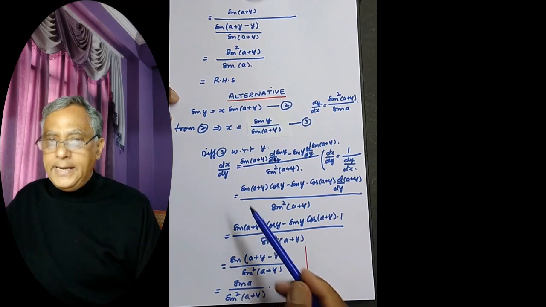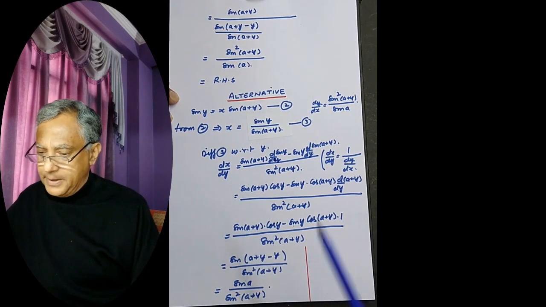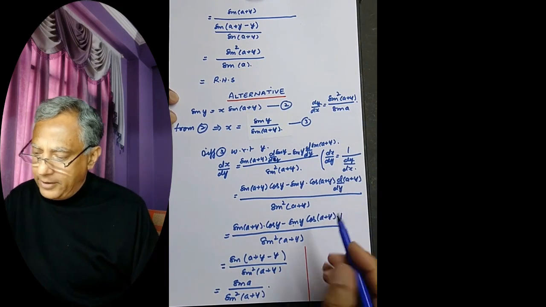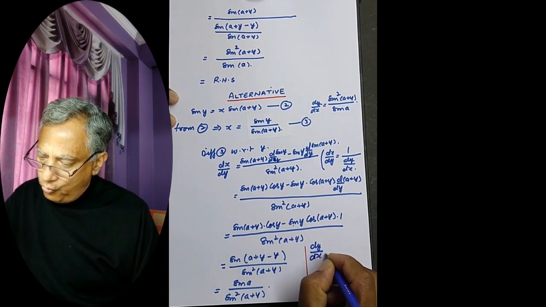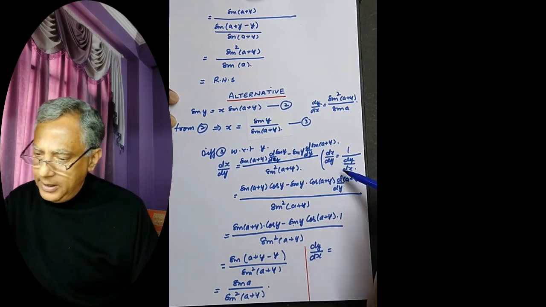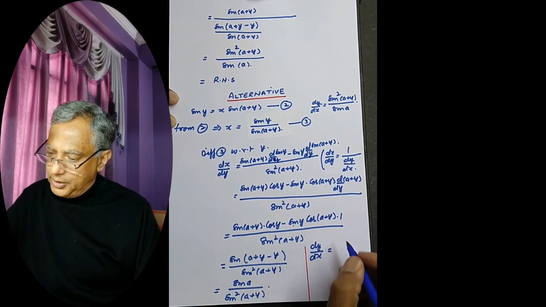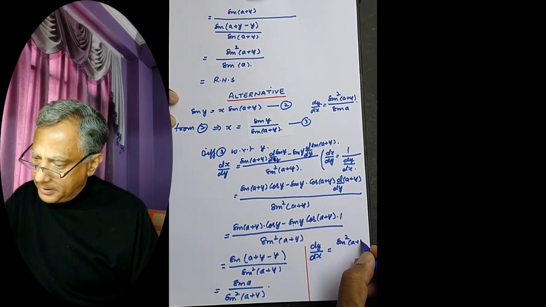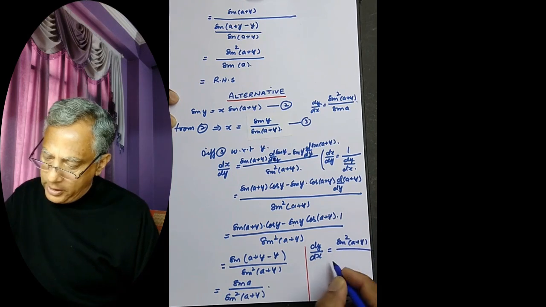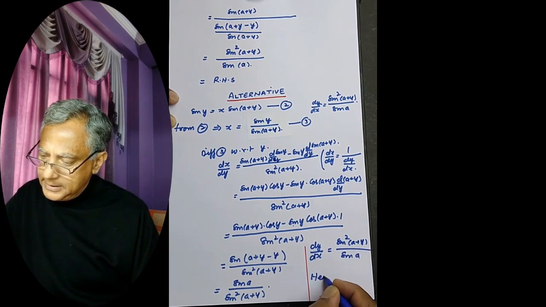So we get dx by dy is equal to this much, and we require dy by dx. So dy by dx will be reciprocal of this. So this will be sine square a plus y whole divided by sine a. Hence proved.